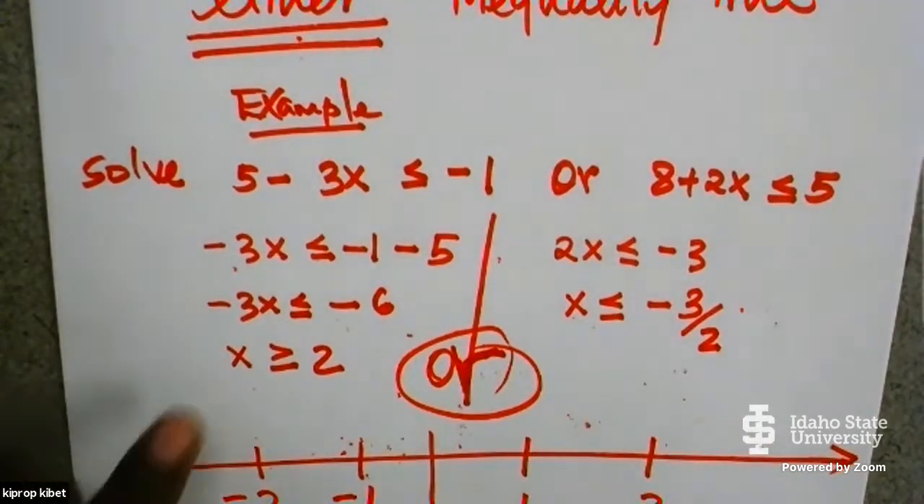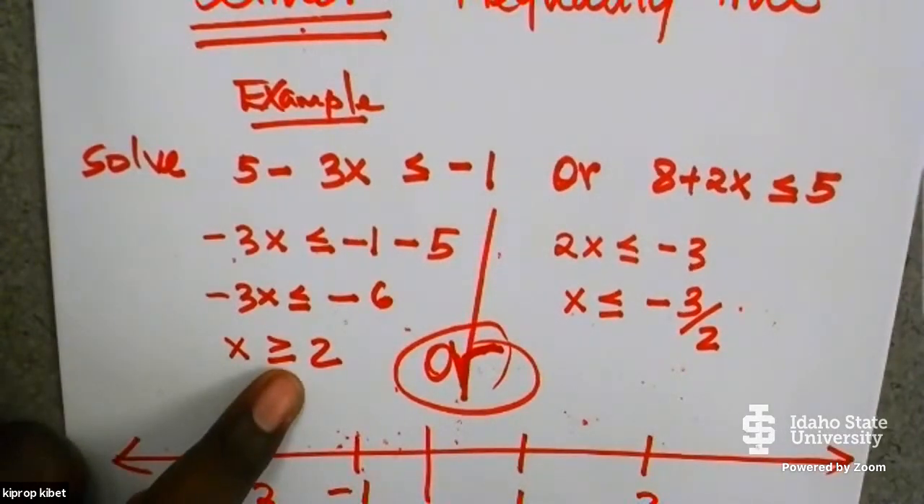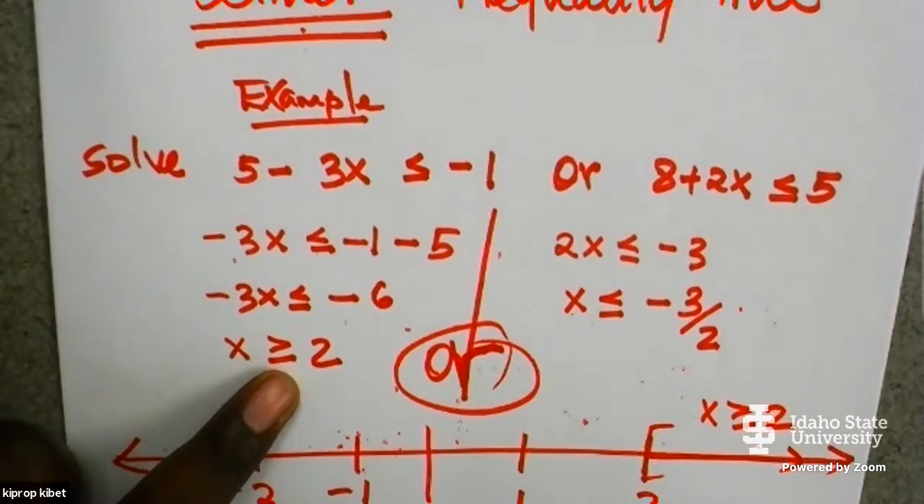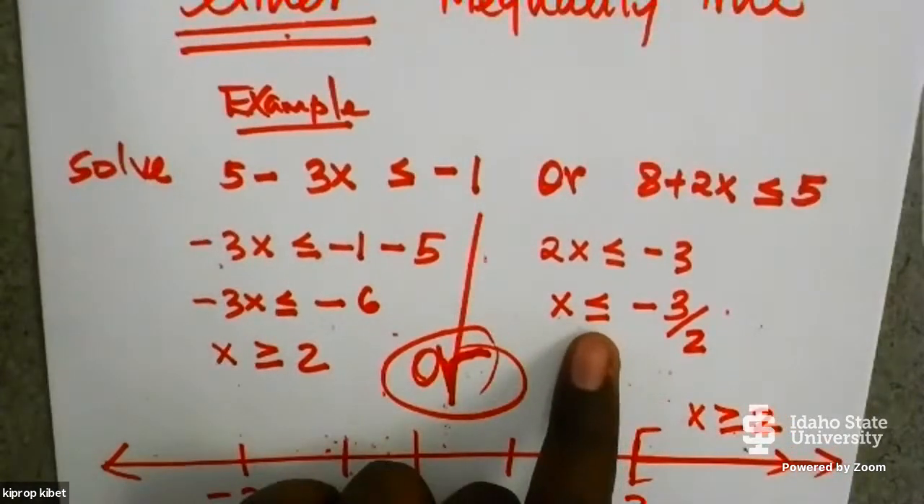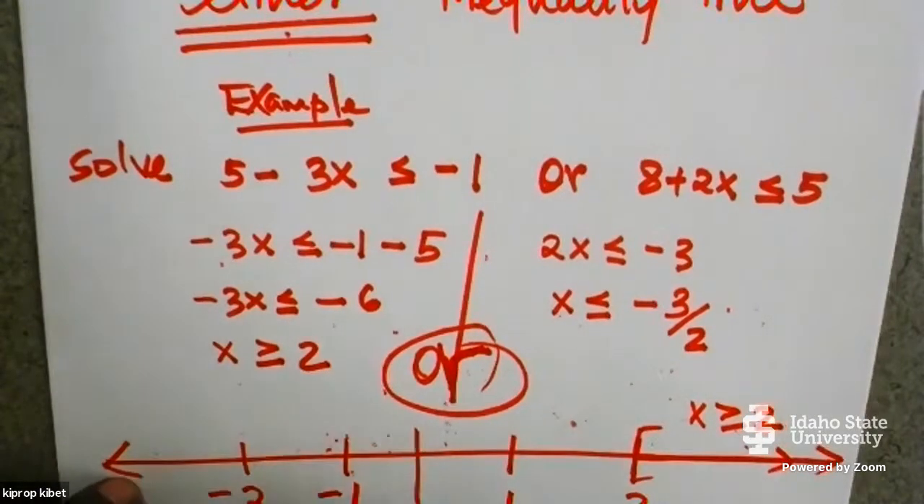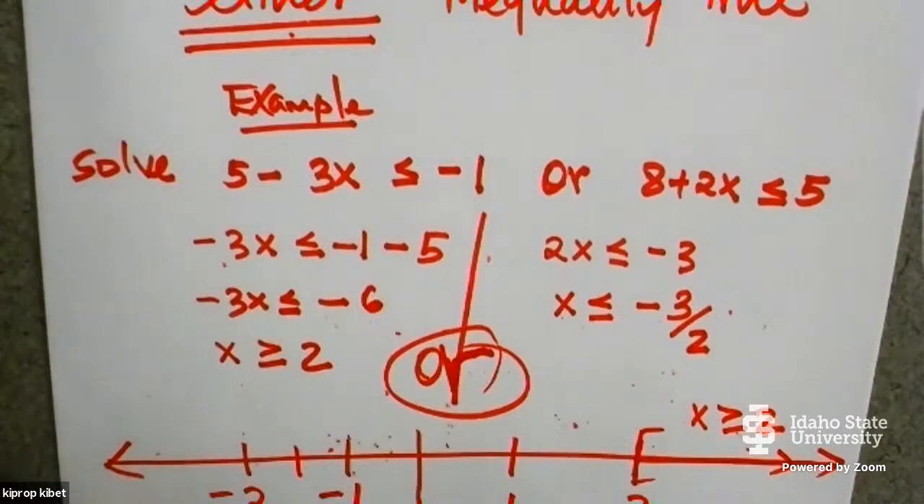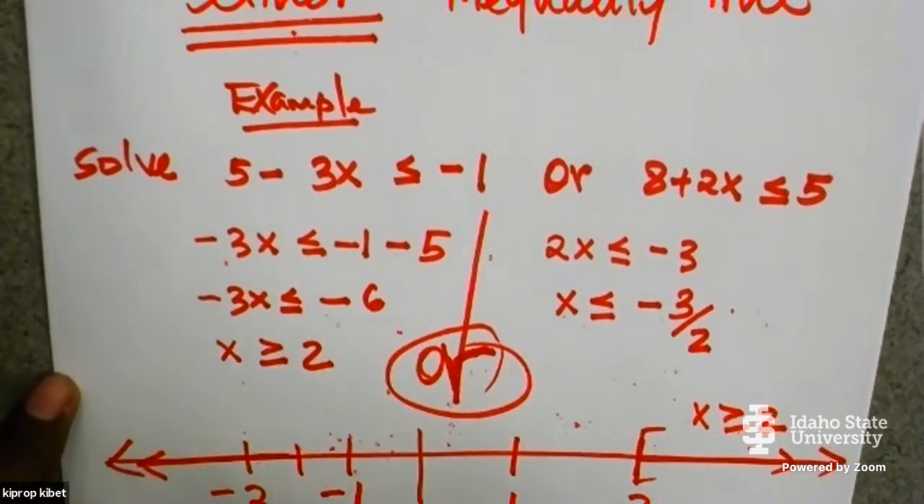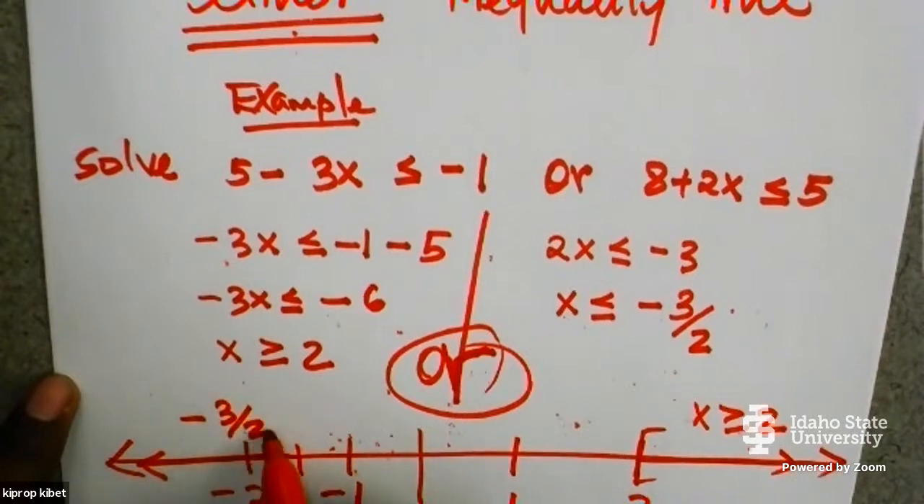Okay. Now let's start from x greater or equals to 2. These are the values which are greater than 2 or equals to 2. So it is going in this direction. Then x less or equals to -3 over 2. So x is less or equals to, so let's say this one is -3 over 2. So they are less or equals to that, so it is in that direction. So this is -3 all over 2.